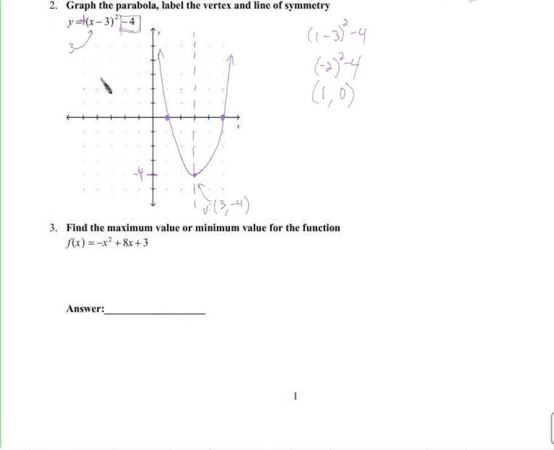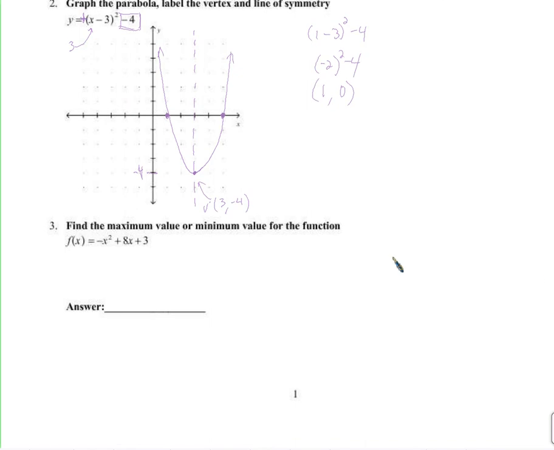We talked about this in a lot slower, a lot more detail, a lot better explanations. That was a really fast recap of why this is vertex form. I just wanted to briefly go over that again.